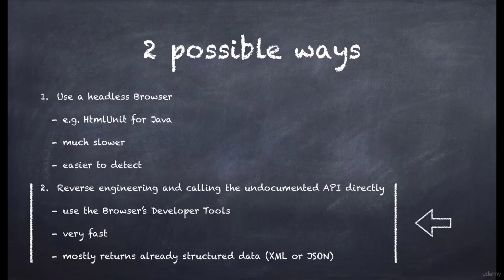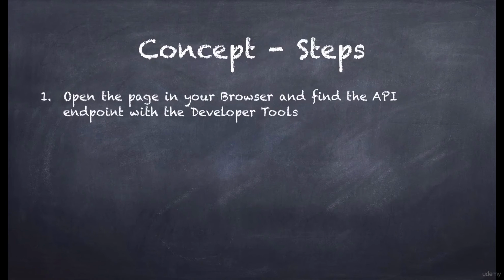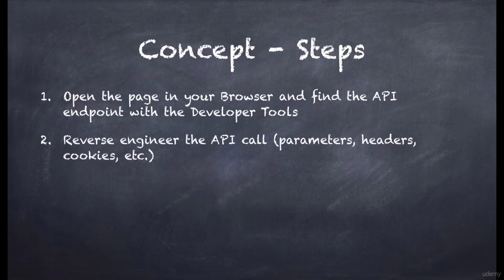Let's look at the concrete steps. The first step is to open the page in your browser and find the API endpoint using your browser's developer tools. Second step is to reverse engineer the API call. Just look at the parameters sent, the headers sent, maybe cookies.